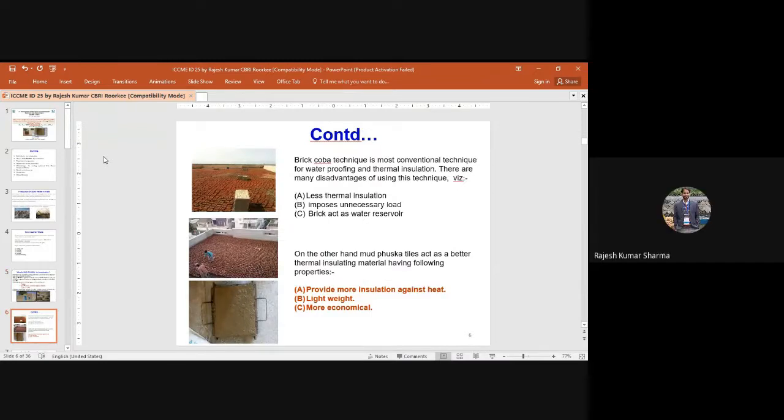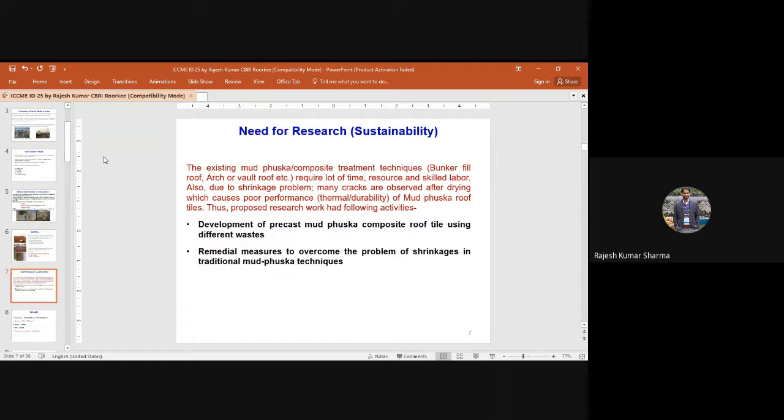In the rest of India, the brick cover technique is more popular, but in the long term it is not advantageous. On the other hand, mud fuska tiles have better thermal insulation properties, are lightweight and more economical. So the need for research was that the existing mud fuska composite treatment required a lot of time, resources, and skilled labor, and there are shrinkage problems, that is durability and cracking issues also.